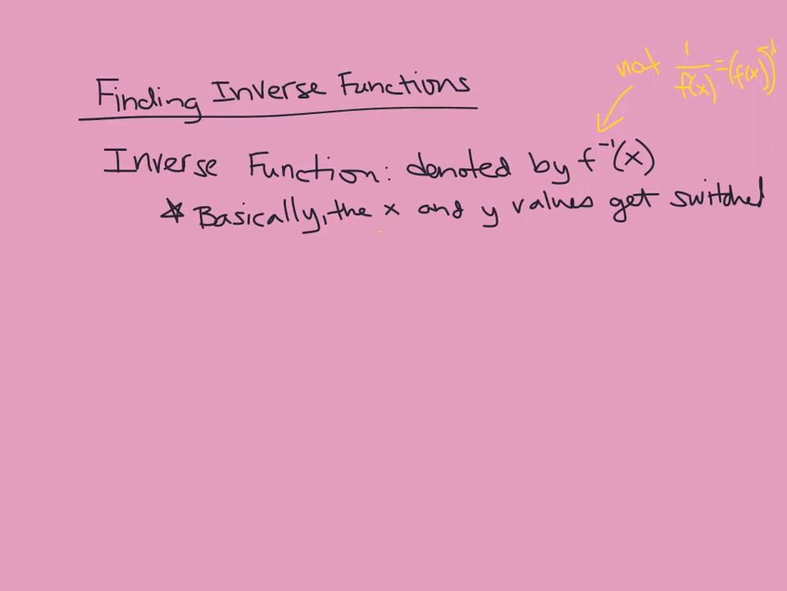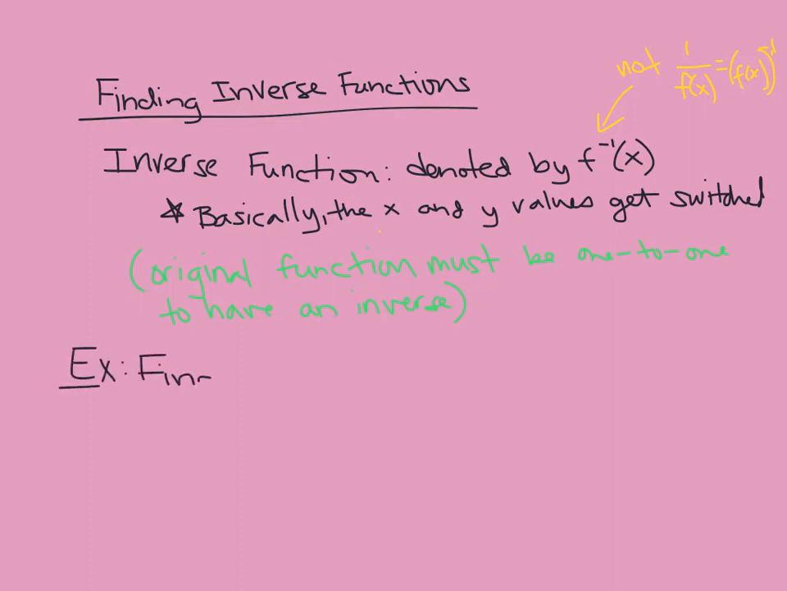And before I do an example, I do want to mention, to find an inverse, your original function must be 1 to 1. Otherwise, it doesn't have an inverse. So hopefully you remember what 1 to 1 is from the previous video. If you haven't watched the 1 to 1 video, I'd recommend you go back and watch that one first. So let's do some examples.